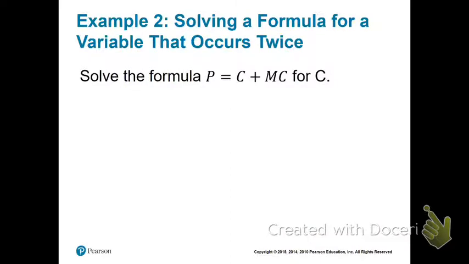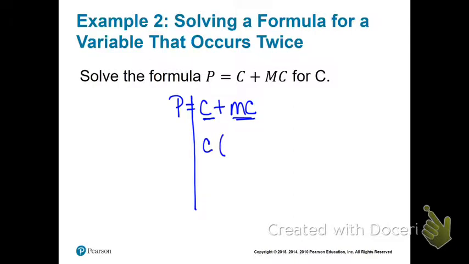And then on this one here, our last example, we've got P equals C plus MC, and we're solving for C. The problem here is we got more than one C, and we can't combine them because C plus MC are not like terms. We can't actually add them. But I do notice that both of these terms have this C in common, which means I can common factor. So I'm going to take a C out of them.